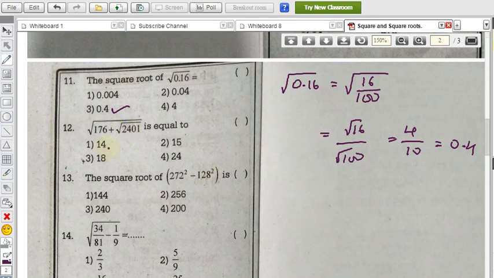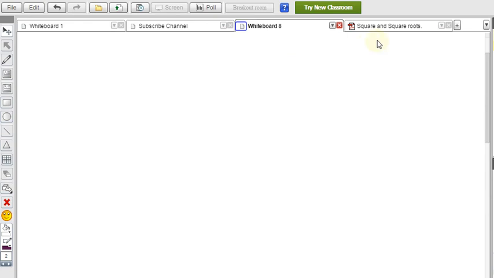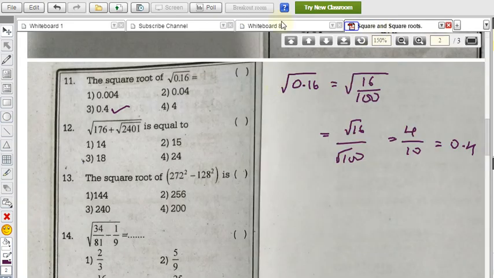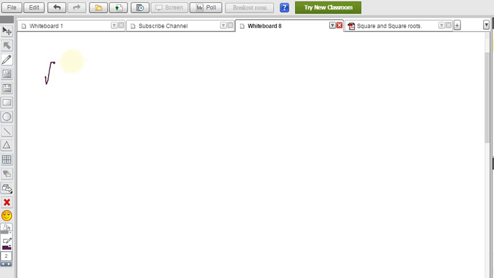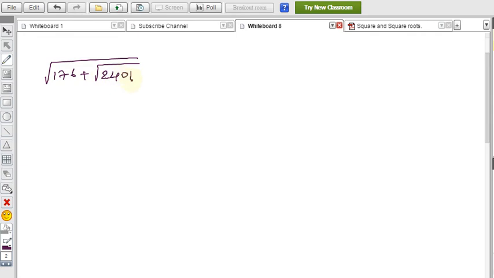12th is root 176 plus square root of 2401. If you can remember the big number square roots, okay, otherwise you will use the division method or prime factorization method to find the square root. So in the 12th one, let me explain here. The question is square root of 176 plus square root of 2401. So square root of 176 plus, we must know root 2401.